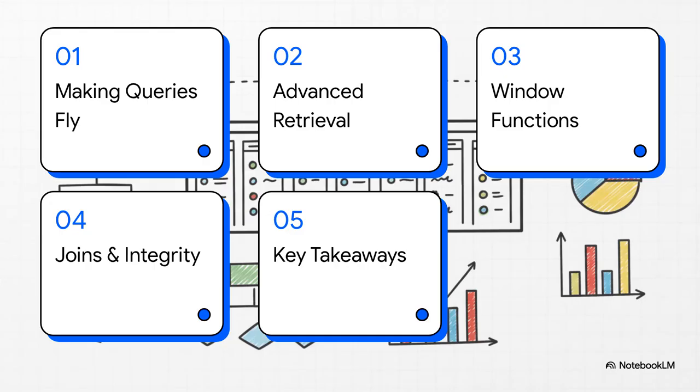All right, here's what we're going to tackle. First, we'll make our queries fly by talking about indexes. Then we'll get into some advanced ways to pull exactly the data you need. After that, we'll unlock some powerful analytics with window functions. And finally, we'll master a special type of join and talk about data integrity.